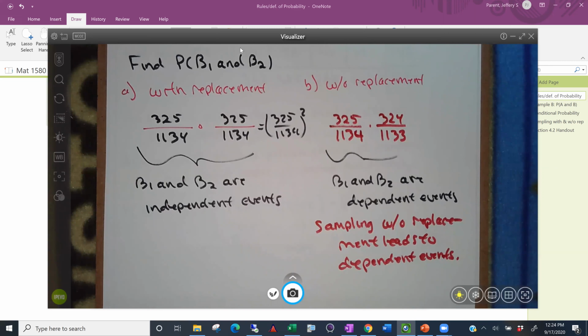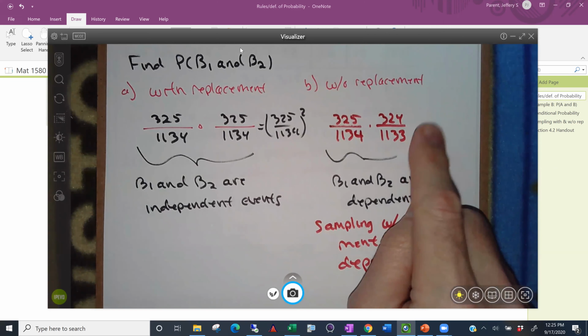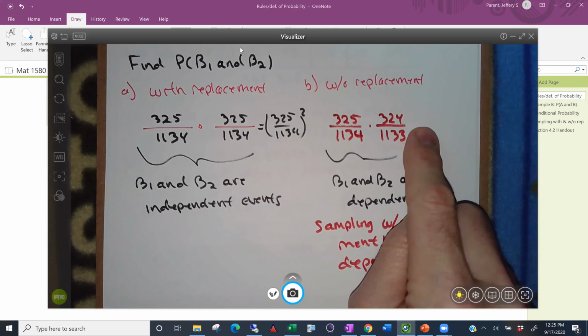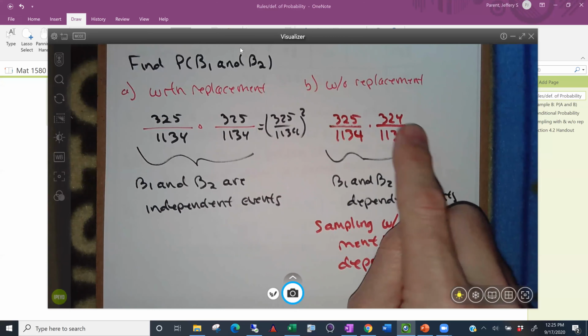Yeah, so what you're saying is whenever we get the without replacement, will we subtract one every time? Yes. So let me ask you a follow-up question. If I picked a third person out of this pool, again without replacement, what would the next probability be? Can you guess? Would it be 321 to 1130? No, I'm just picking one more.